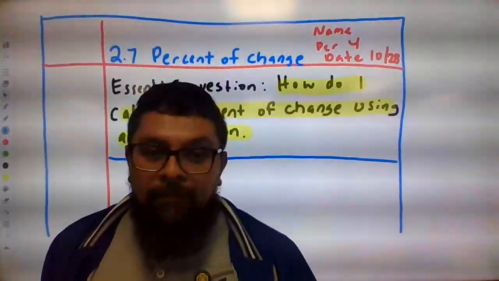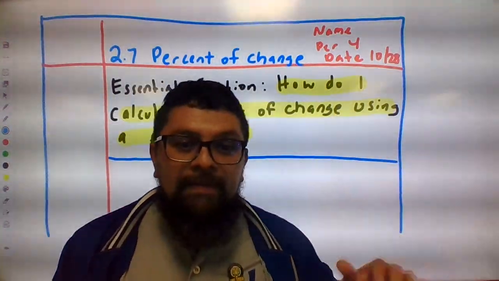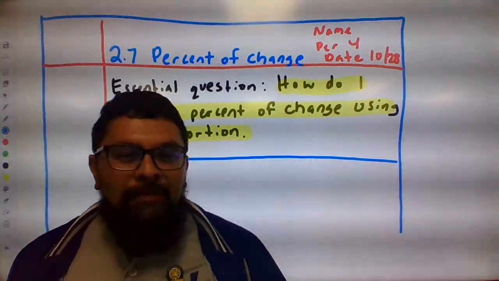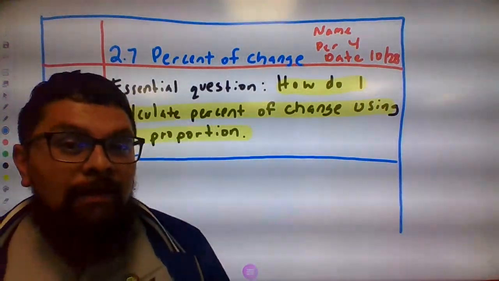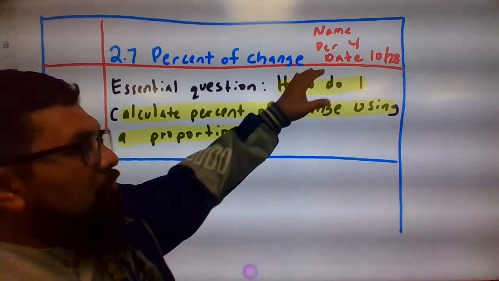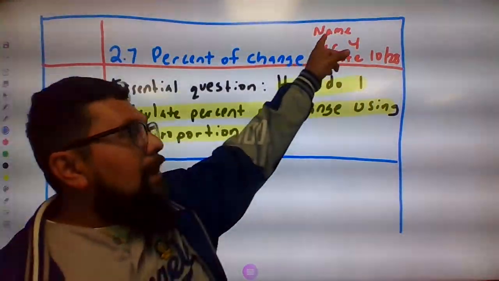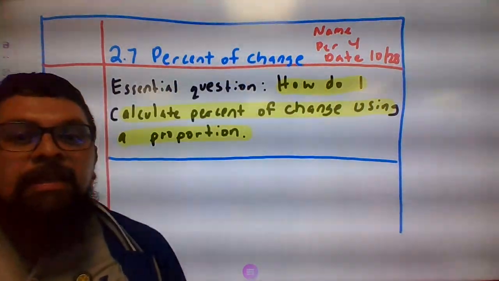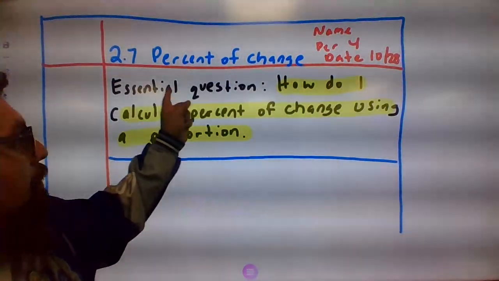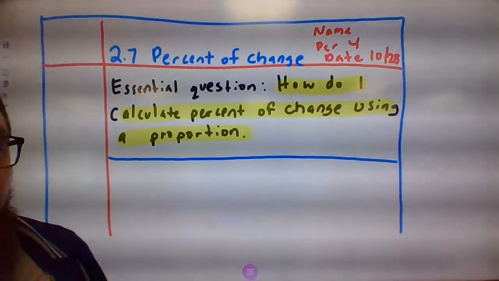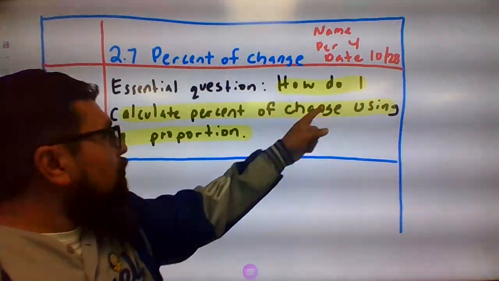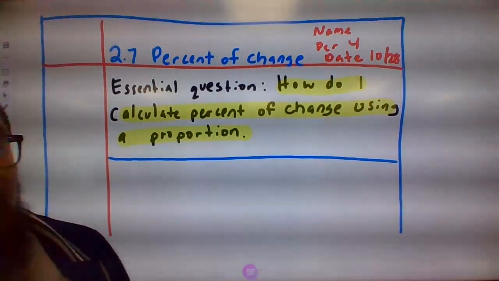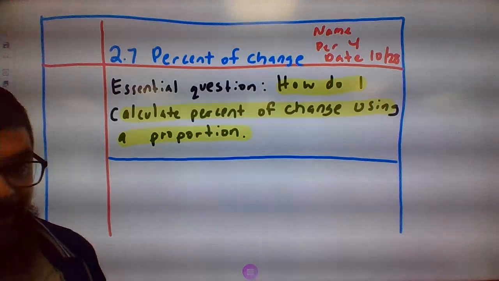Hopefully you saw the video previous to this one, on the previous slide, that gave you an example of it. It's just a preview so you can see how we're going to be calculating today. Make sure you copy this on your paper: your name, your period, 10/28, 2.7 as a percent of change. Here is your essential question: how do I calculate percent of change using a proportion? So we're going to use a proportion again.